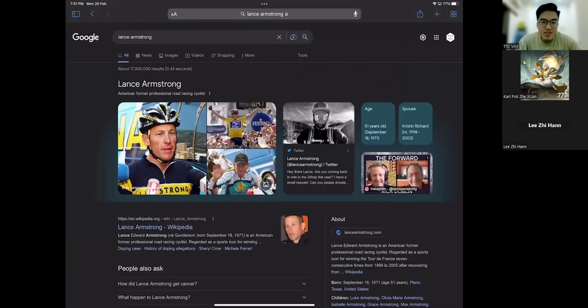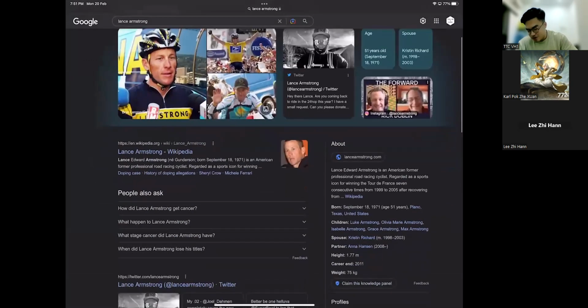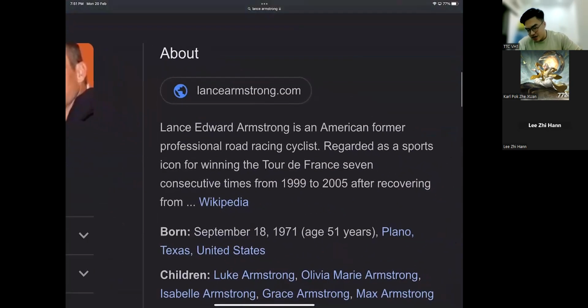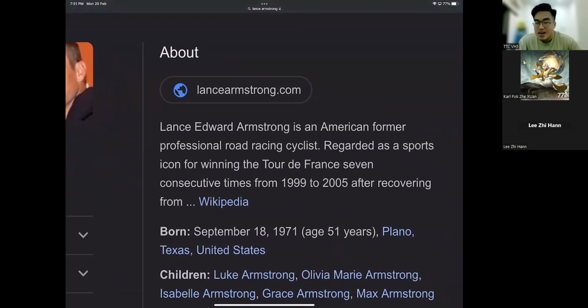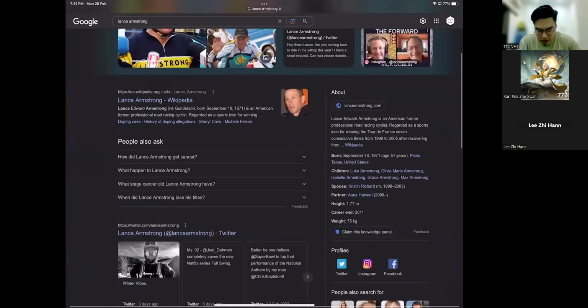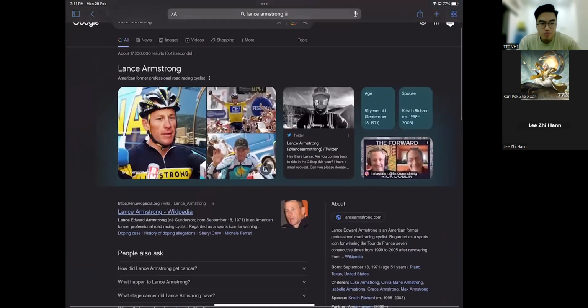You know what the Tour de France is? The most prestigious cycling competition, right? He was a legend. He set records after records after records. He just couldn't be beaten. And he was caught doping for many, many years. And he got all his titles stripped off.